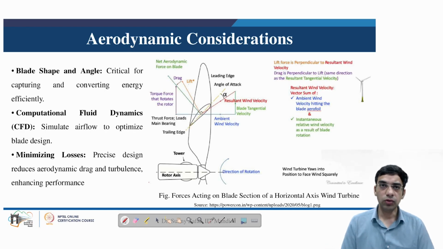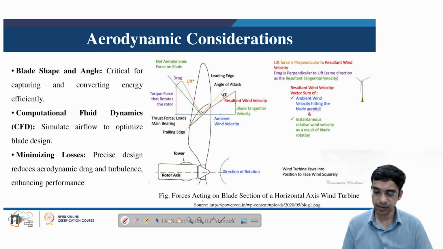So we will now look in a little more detail at the different considerations which go into the design philosophy of these turbines. We start with the aerodynamic consideration. In the aerodynamic consideration, we are primarily looking at the blade shape and the angle of attack, which are critical for capturing and converting the incoming energy of the wind.